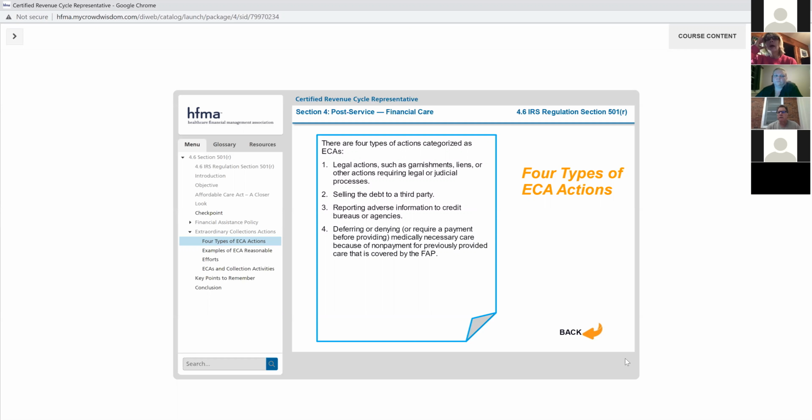But just remember back to EMTALA, you can never deny emergency room services. I don't care how much they owe you. I don't care where you are. Or active labor, and that's national. That's or active labor as well. Correct.